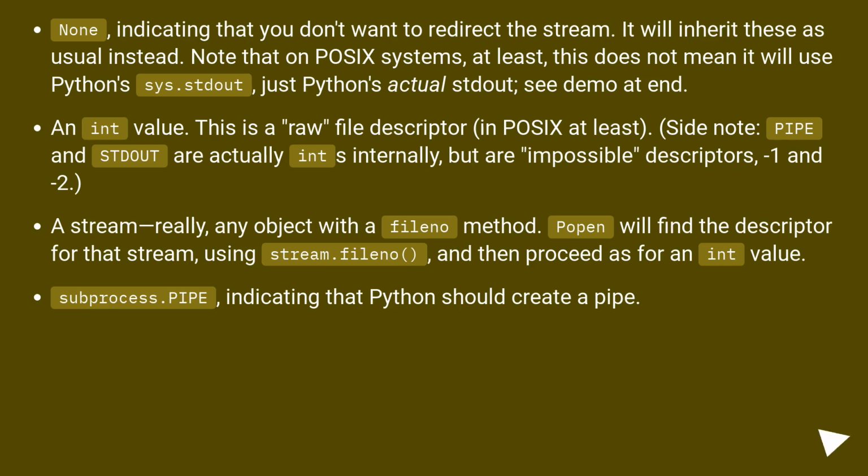Side note, PIPE and STDOUT are actually ints internally, but are impossible descriptors, -1 and -2. A stream, really, any object with a fileno method. Popen will find the descriptor for that stream, using stream.fileno, and then proceed as for an int value. subprocess.PIPE, indicating that Python should create a pipe.